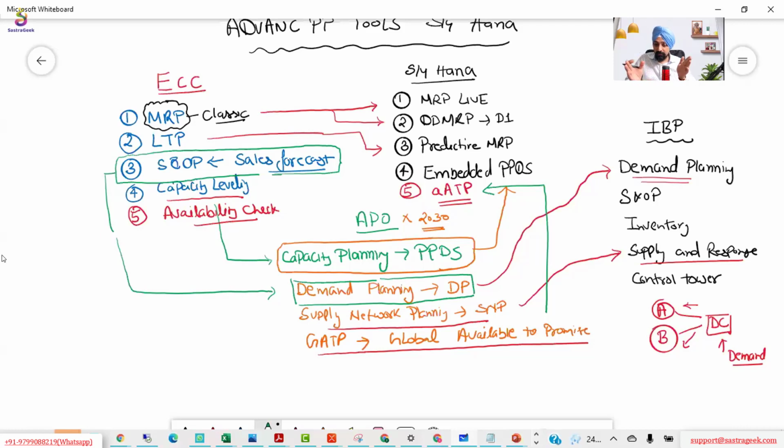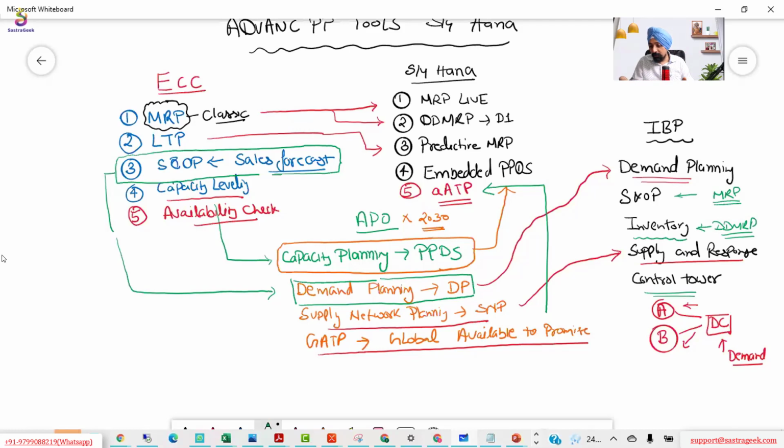So what do you see here? A lot of things from ECC come to S4HANA. Then we have additional things like Predictive MRP, DDMRP, and then APO related stuff comes to S4HANA, AATP comes up, embedded PPDS comes up, and some things have been moved to the IBP. Okay, inventory part, your DDMRP would also be available here. Your S&OP would also have functions related to MRP that would also be available here.